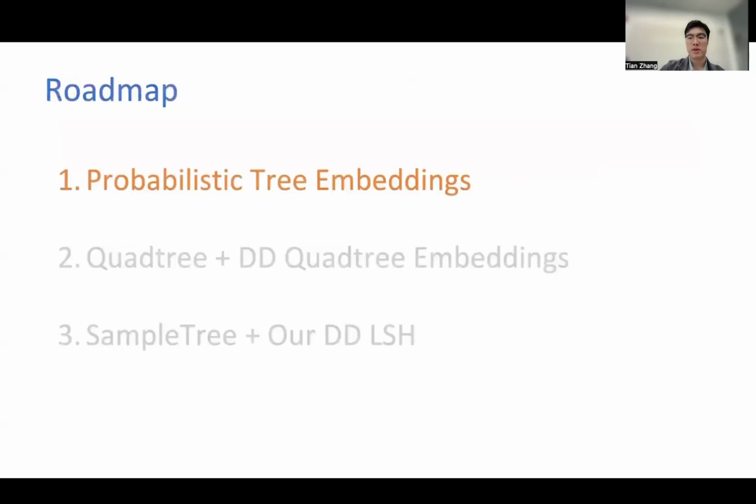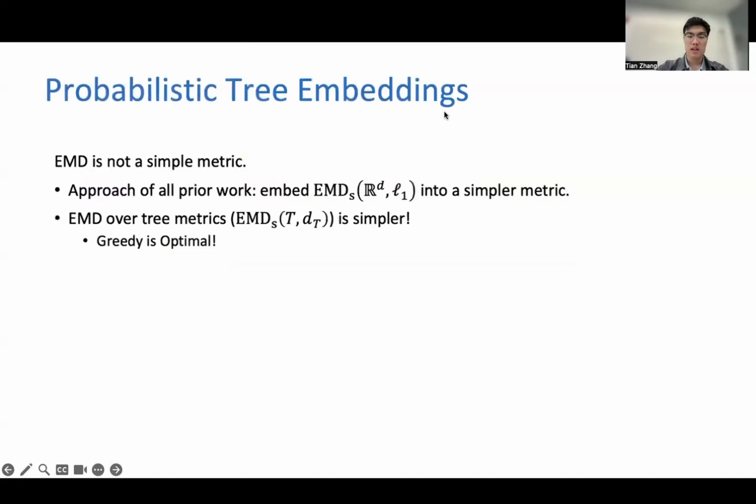So how do people understand EMD? It comes to our first subtopic today, the probabilistic tree embeddings. As I just mentioned, EMD is hard, and all the prior works embed EMD into a simpler metric space. So what kind of simple metric space should we embed EMD into? Well, it turns out EMD over a tree metric is much, much simpler. How simple? Well, a greedy algorithm is enough to compute it.